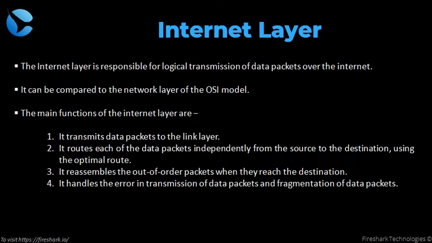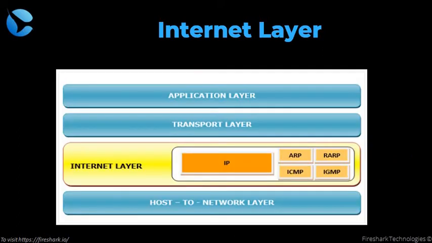It helps in the transmission of data packets to the link layer. It routes each data packet independently from source to destination using the optimal route. It reorders out-of-order packets when they reach the destination. It handles errors in transmission of data packets and fragmentation of data packets. This is the image showing the protocols of the internet layer: IP protocol, ARP protocol, ICMP protocol, RARP protocol, and IGMP protocol. We will discuss each of them in later parts of the slides.